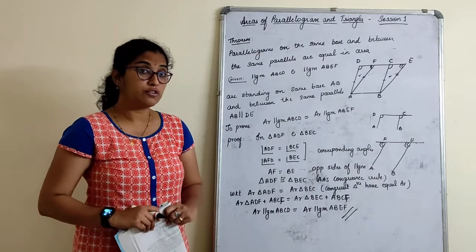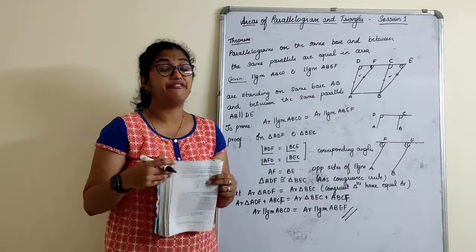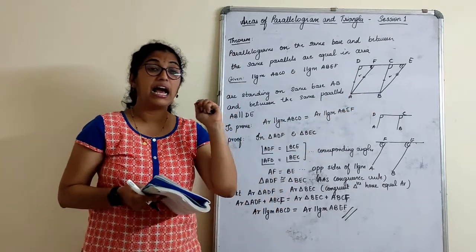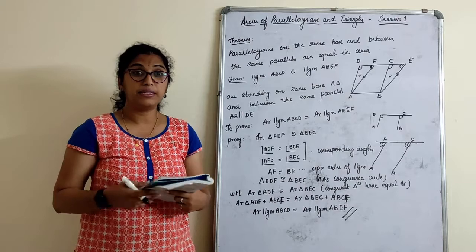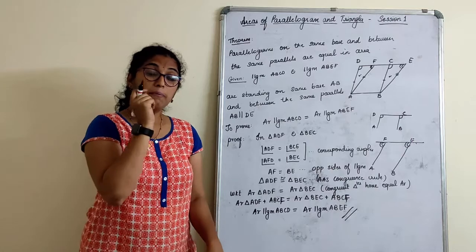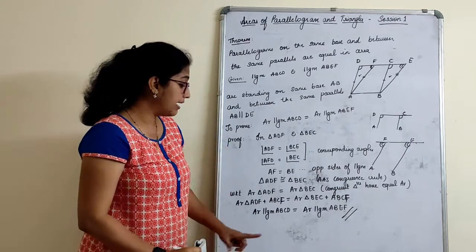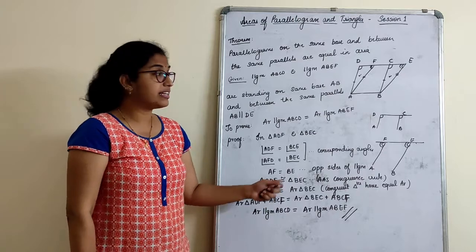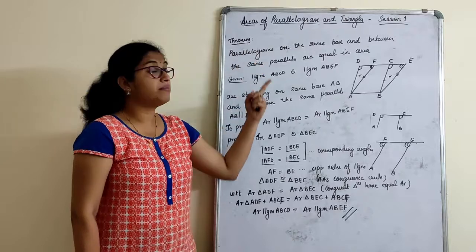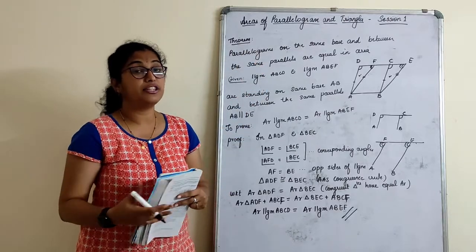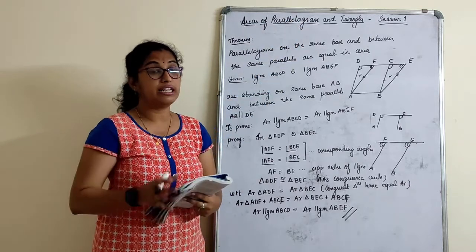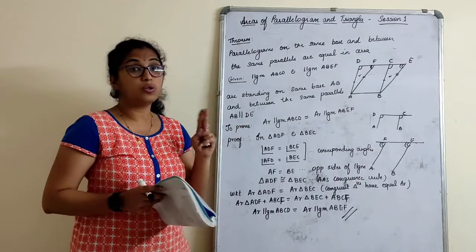So what will be the converse of this? If parallelograms are standing on the same base and they have equal areas, that means they are standing between the same parallels. That's the converse. If that is the case, then the given lines are parallel. So only the theorem I have given you. The converse and other variants of these parallelograms in combination with triangles, I will send you in the PDF. We are proving only two theorems here.